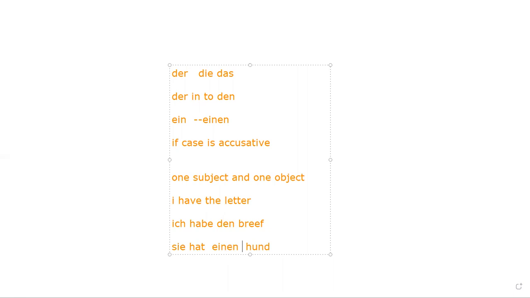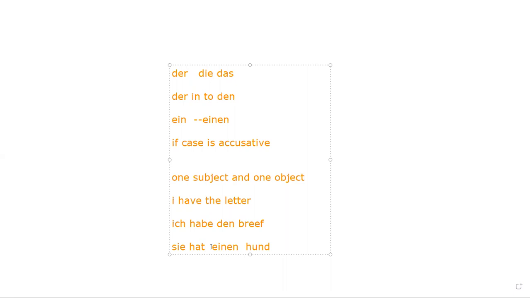Because normally we have ein, since my male is ein. If you check my recording, there we did ein for masculine, children. But in my masculine thing, she has a dog. She has one subject, a dog is an object. So ein is converted into einen. So, sie hat einen Hund. Is it clear to you, team?